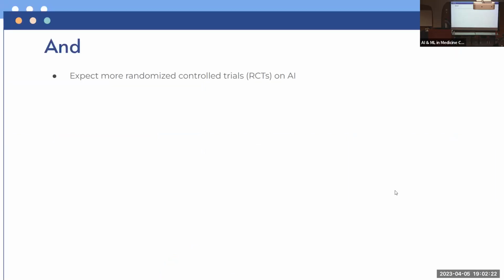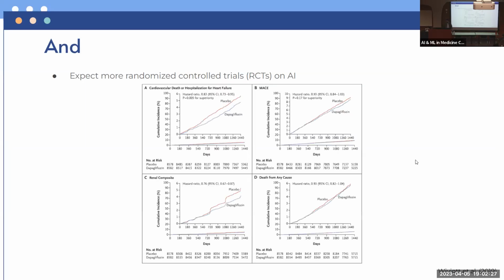And so essentially, I think we're going to expect more randomized controlled trials, kind of like this. This is a trial. I think I wrote the name of this somewhere here. Yeah, so Declare TIMI 58. This is a diabetes trial. They essentially looked at a certain drug against placebo, and they report certain outcomes. Expect more of these sorts of things. I've actually seen a few with AI algorithms. So you're going to see some comparisons of certain algorithms together, or an algorithm to an expert.